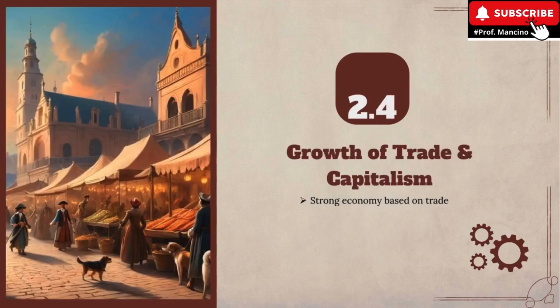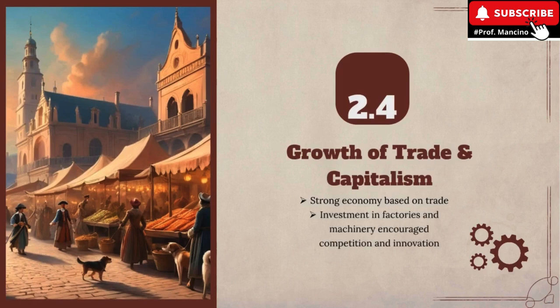The fourth cause is the growth of trade and the rise of capitalism. A new economic system arose, based on trade and profit. Along with nobility, a new type of wealth emerged, generated by entrepreneurs who invested in factories and machinery and struggled to conquer market shares. This system encouraged competition and innovation. Sometimes, entrepreneurs sought the financial support of banks and lending institutions.